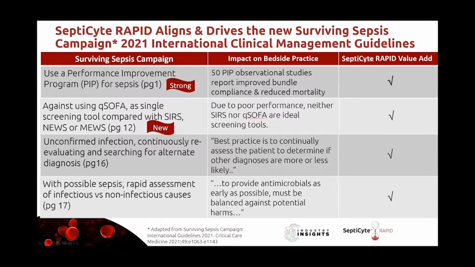A fourth recommendation is that in cases of possible sepsis, a rapid assessment of infectious versus a non-infectious etiology be performed. This performance of differentiation needs to be done in order to initiate early appropriate antibiotic therapy. Septicide Rapid clearly aids in differentiating an infectious versus a non-infectious etiology of these presenting symptoms.